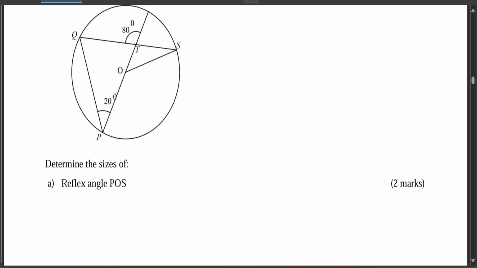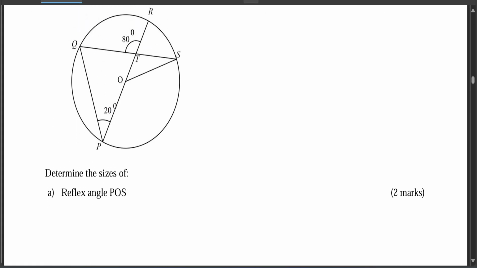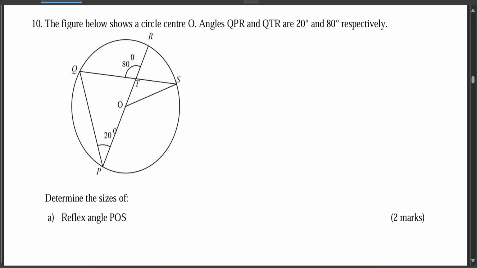And question B says angle OSQ. So OSQ is here and reflex angle POS is here. So that's angle POS, that's not the reflex angle. We'll search for the reflex angle if you find the angle POS.